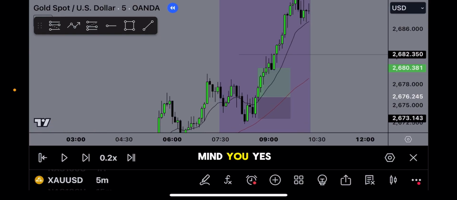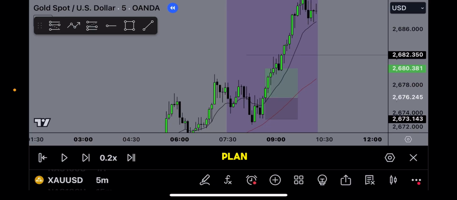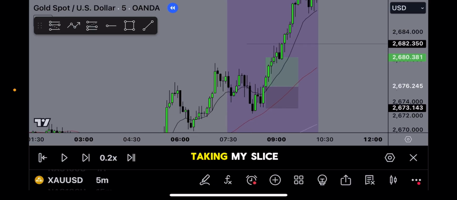And mind you, yes, price kept going up. I could have made more money. But at the end of the day, I'm just following my trading plan, taking my slice of the pie and calling it a day. Once I take my slice of the pie, my daily percentage goal, or my daily goal for the day, once I take my daily goal for the day, I'm done. I'm calling it a day. I'm hopping off the charts. I'm turning off the computer.